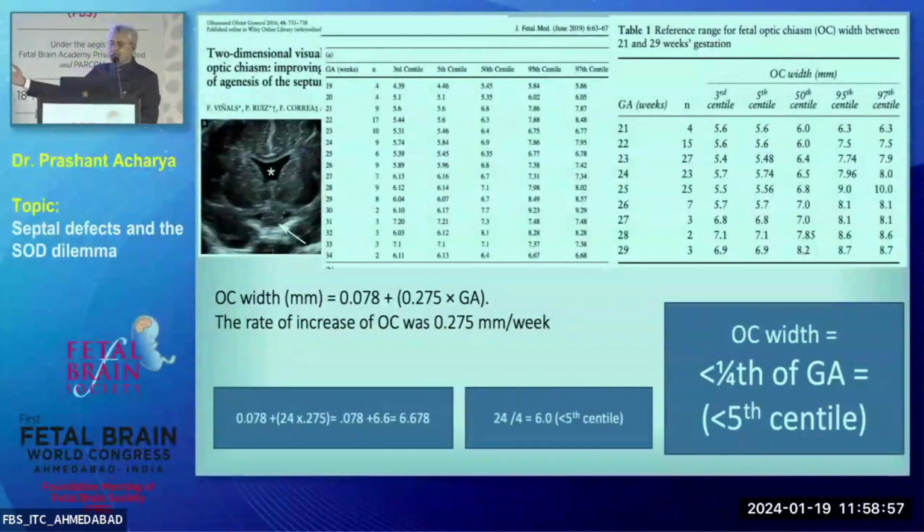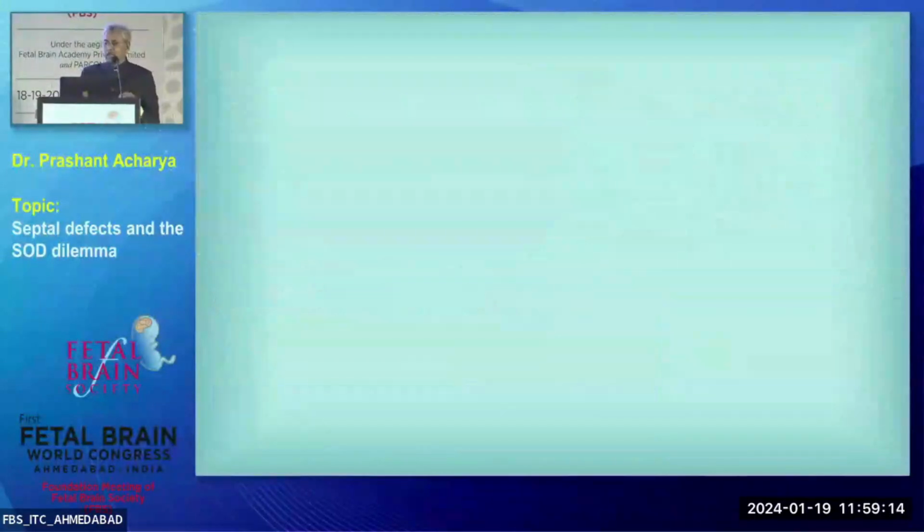That's how you calculate, because 0.078 millimeter does not make any sense. It's a mathematical algorithm. On ultrasound, 0.078 millimeter does not make any sense. So it is practically 1/4 of the GA. You go ahead and evaluate, and that makes life easier.